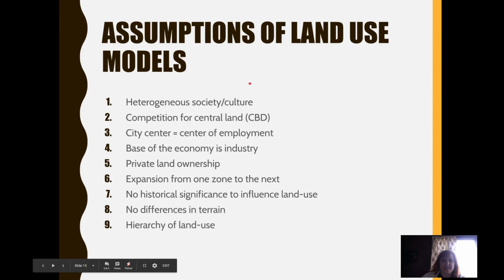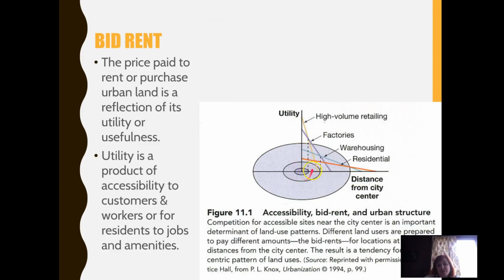So, when we talk about these land use models for cities, there are things we have to keep in mind. These are things that we assume about all of these models. That it's a heterogeneous society and culture, meaning there's rich people and there's poor people. There's African Americans and there are white people. There are men, there are women, that sort of thing. Competition for central land, the CBD. Going back to this, the competition is higher closer to the city center, the CBD.